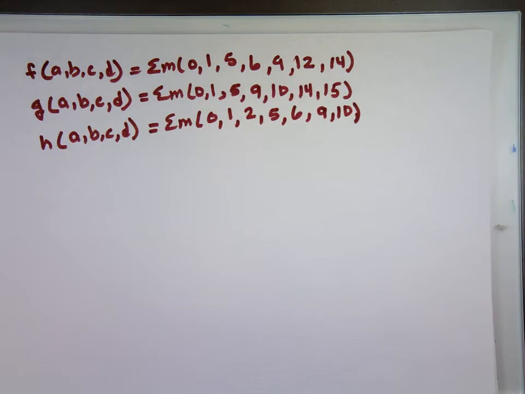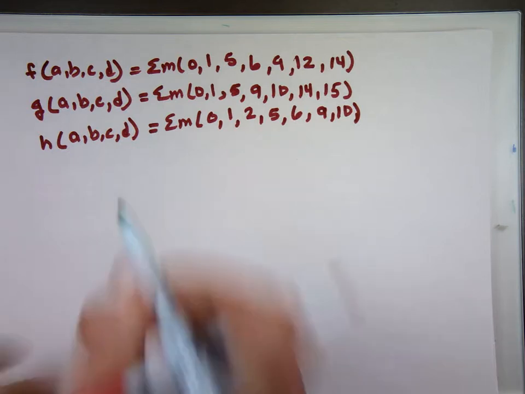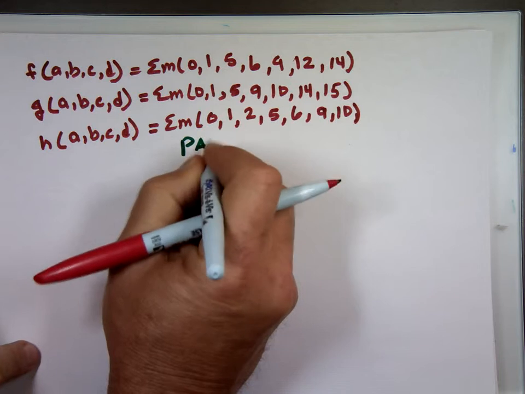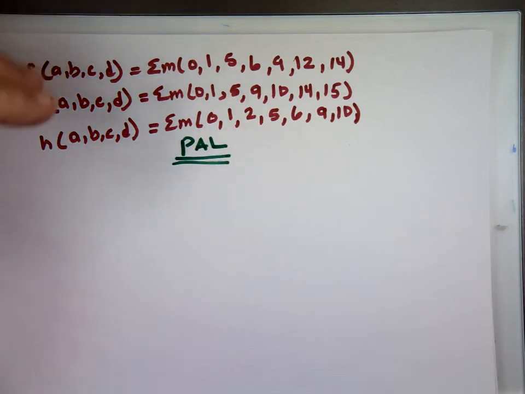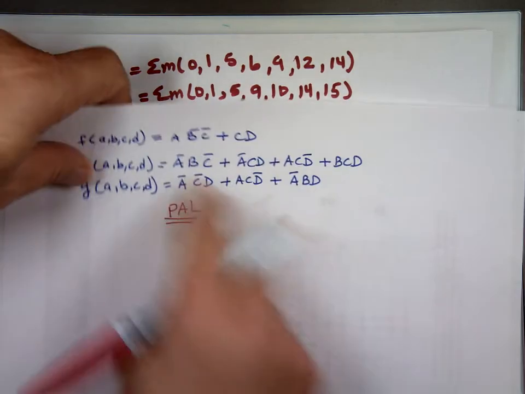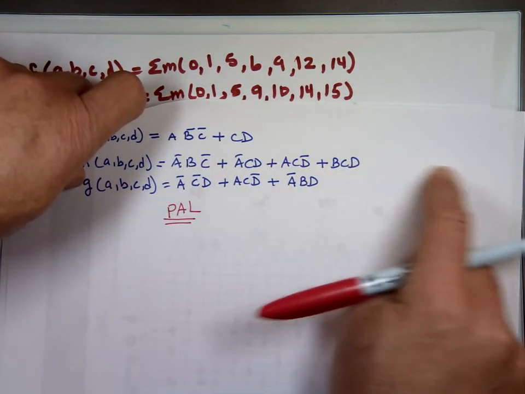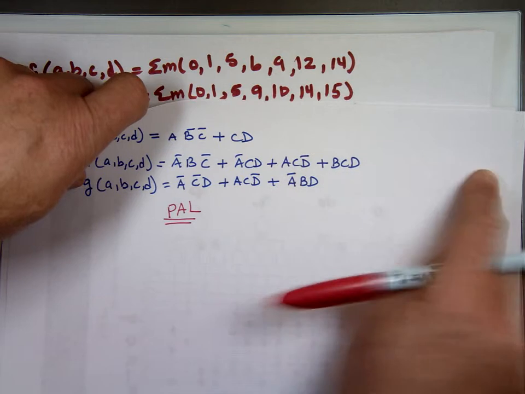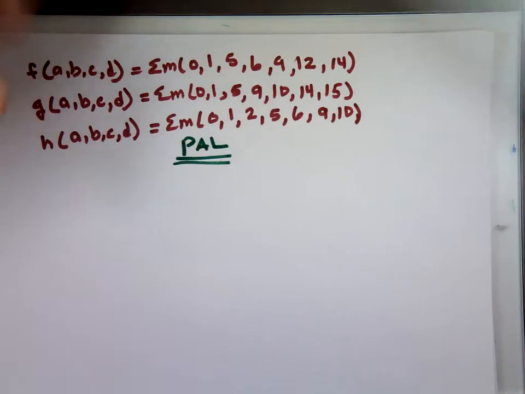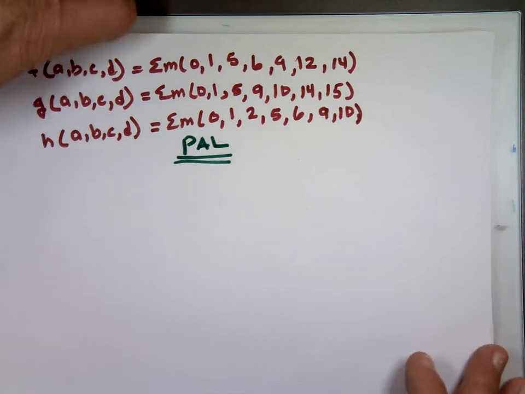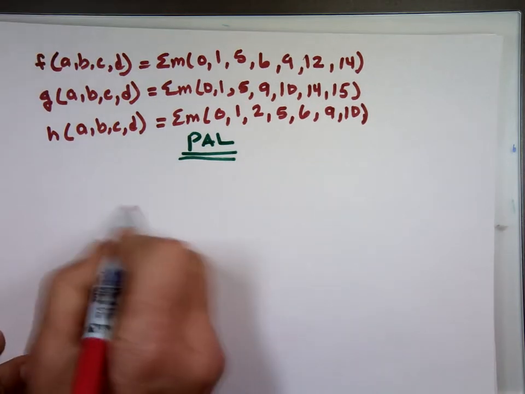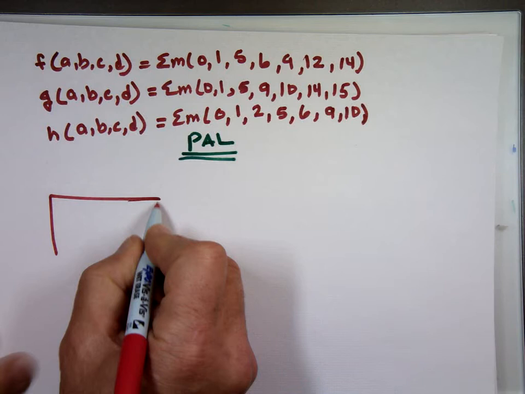Remember, we're designing this using the PAL. That means I gotta do the K-map for each one, simplify it, and if I have more than 4 AND gates, I might have a little problem, especially if every one of them has 5, 6 of them. I'm gonna have a bigger problem. Unless I'm creative. Let's look at the first one. K-map.